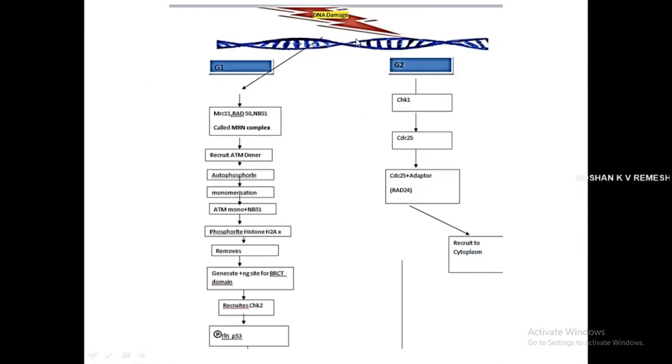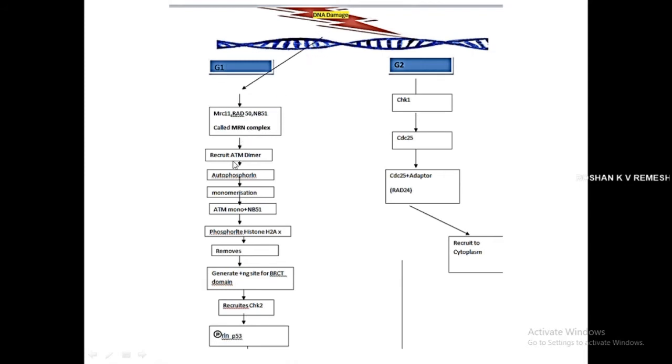So these kinds of DNA damages are tackled in different ways. For example, if the DNA damage occurs in the G1 phase of the cell cycle, then that damage recruits proteins like MRE11, RAD50, NBS1. So these proteins get assembled over here and form the MRN complex. M means MRE11, R means RAD50, and N means NBS1. So these proteins get assembled over here and form the MRN complex.